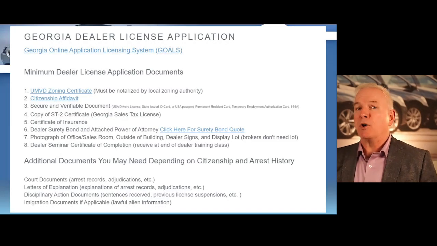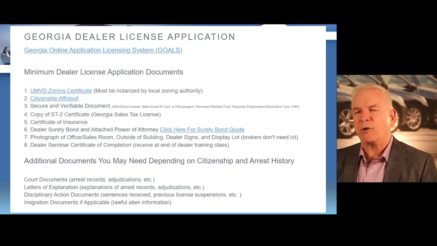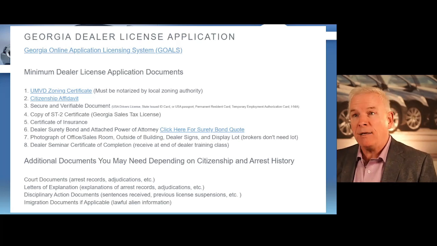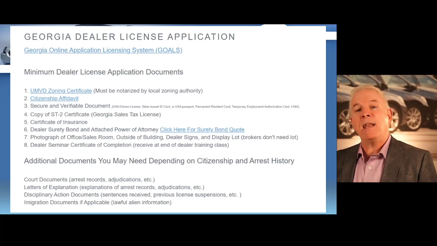So first of all, you're going to have 8 documents on your computer, and you're going to upload those through the GOLS system. You're going to have your zoning certificate, your citizenship affidavit, your secure and verifiable document. That's going to be a driver's license or a copy of a passport or something like that. A copy of your sales tax license, a copy of your insurance, a copy of your bond. Also, you'll need a photograph of your office, building, your signs, and your lot. And then finally, you'll need to have a copy of that dealer class certificate of completion.